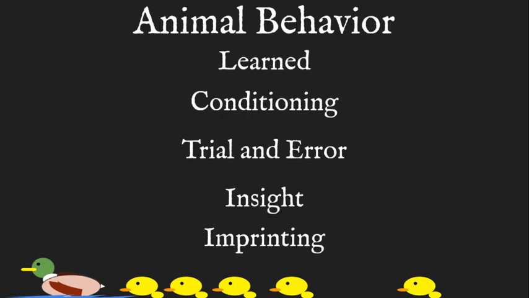Another type of learned behavior is imprinting. This is one we see in ducks and geese, where the young follow the mother, the first thing that they see when they're born, and do exactly as they do.